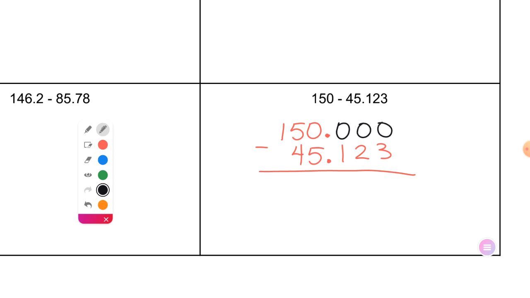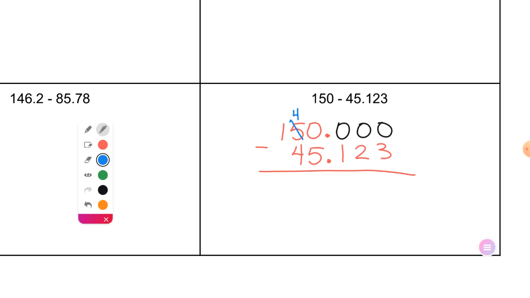Okay, so now when we regroup, I cannot take 3 away from 0. So I look at the hundredths place, nothing there. Tenths place, nothing there. Ones place, nothing there. So I have to go all the way to the tens place to regroup. When I take away 110, that gives me how many ones?